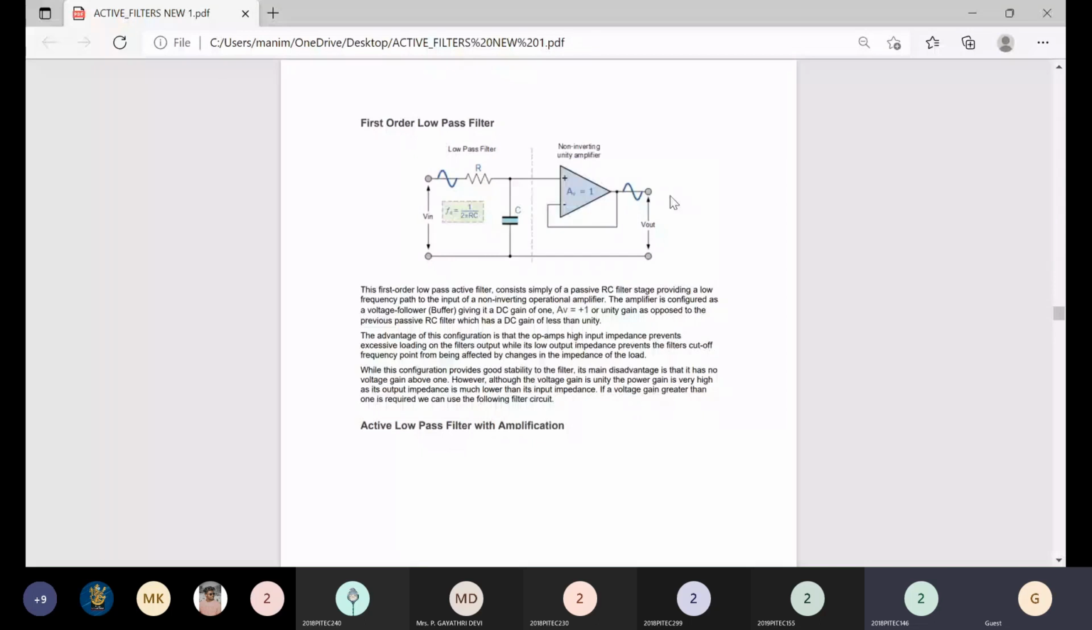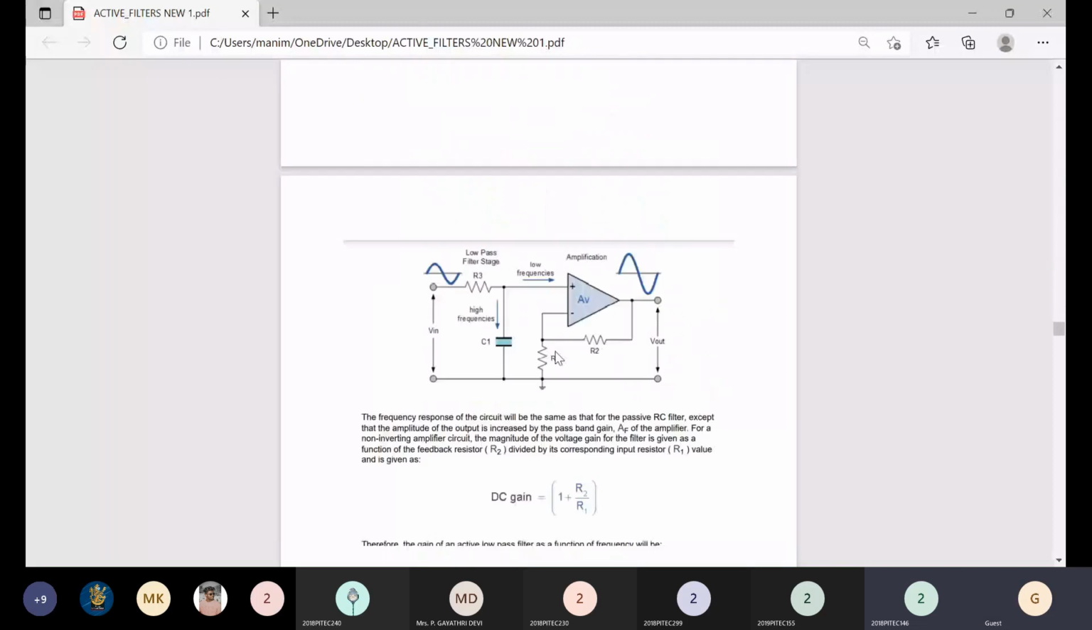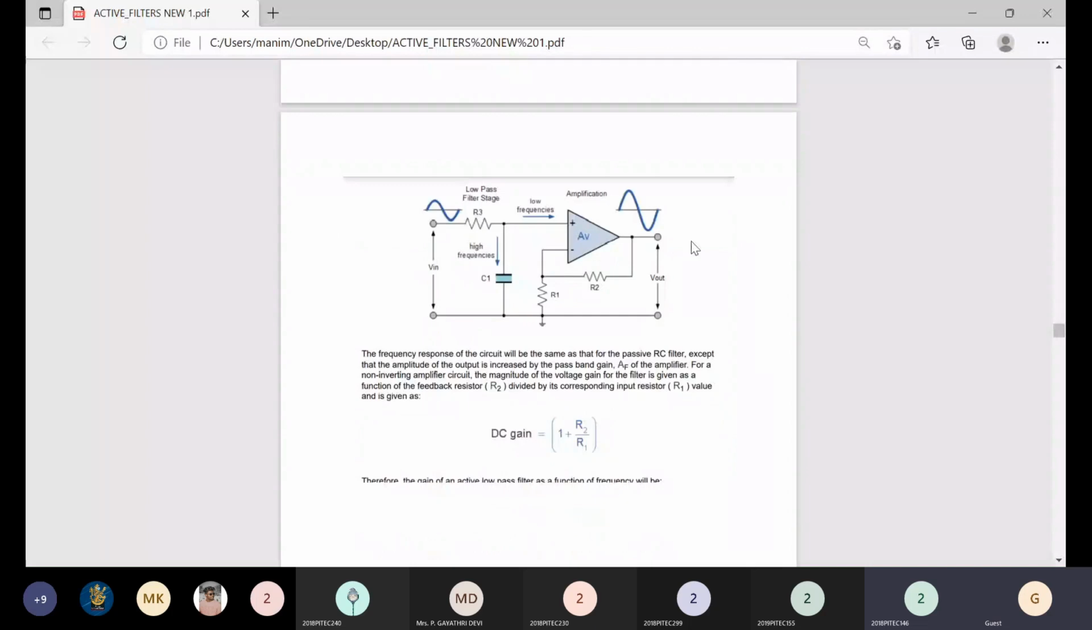So we are using a resistive circuit in the feedback. Using the resistive circuit in the feedback, we are going to amplify the gain of the circuit, right? The gain of the circuit. So the DC gain for this circuit is that of a non-inverting amplifier, right?